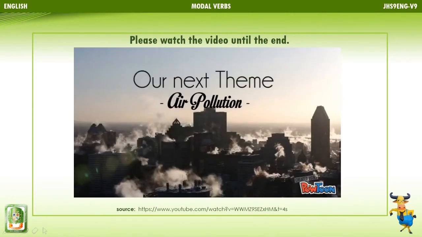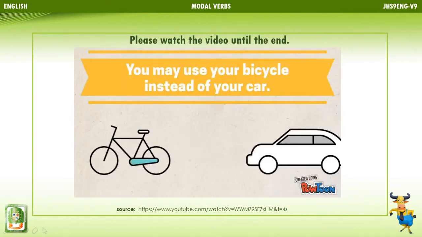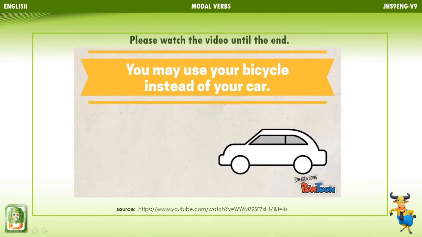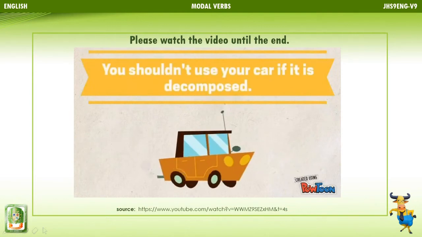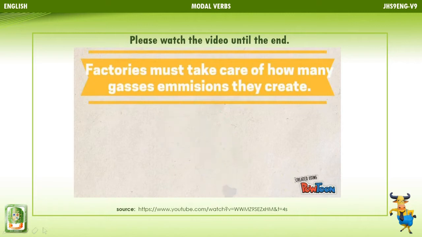Our next theme, air pollution. You may use your bicycle instead of your car. You shouldn't use your car if it is decomposed. Factories must take care of how many gas emissions they create.